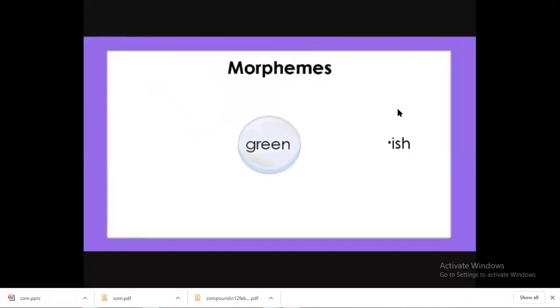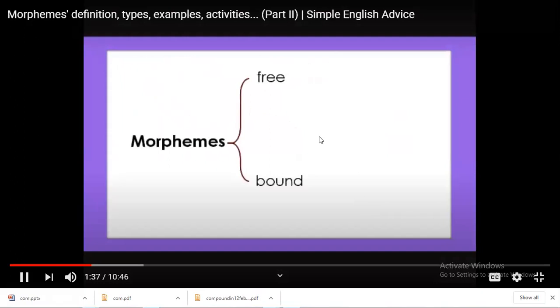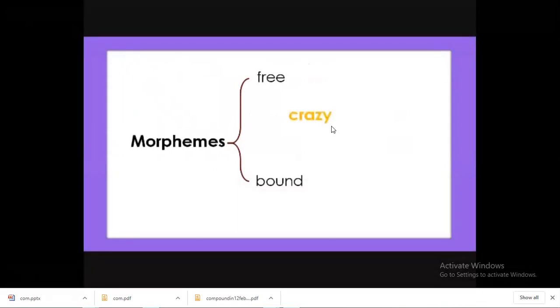Before continuing, let me refresh a bit. There are 2 types of morphemes, free and bound. Free morphemes can stand alone and make sense. For example, the word crazy. Bound morphemes need to be attached to a free morpheme to function. For example, ness, and we have craziness. Bound morphemes are divided into inflectional and derivational.